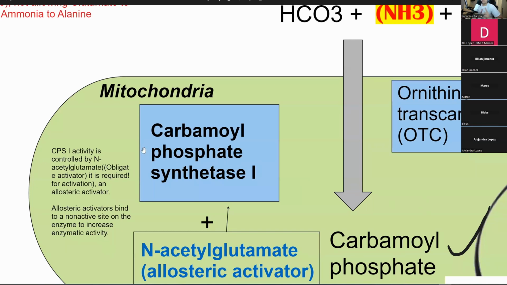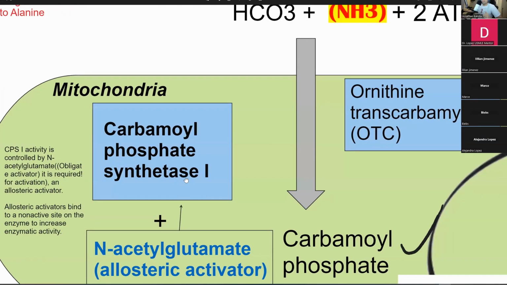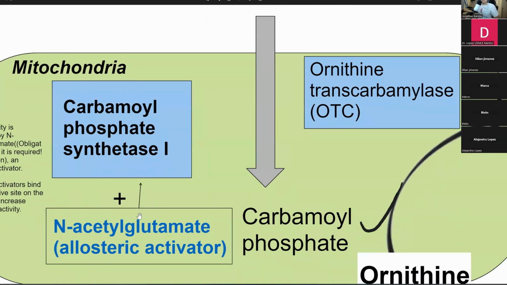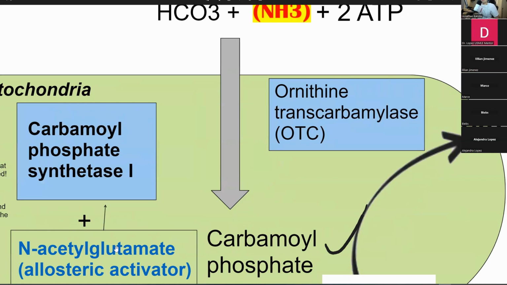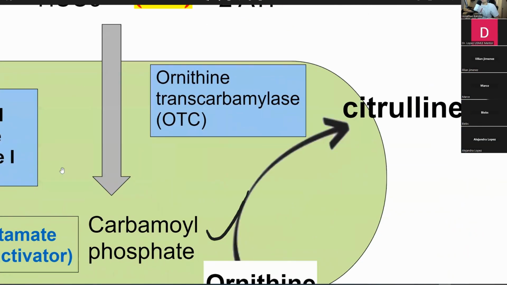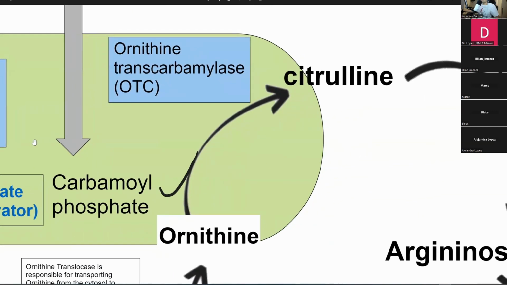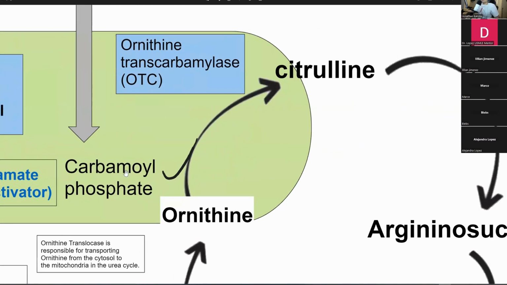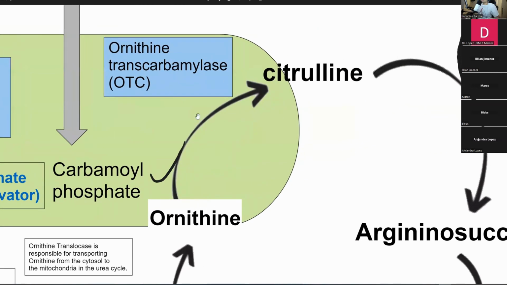That is the allosteric stimulator. It is required actually for activation. It'll actually activate this enzyme. And yeah, so it says here, it binds to a non-active site on the enzyme to increase the enzyme activity. And you need to have it here. This has glutamate in its name. Don't forget that. And that's what stimulates this enzyme. That's the rate limiting enzyme for this urea cycle. So what ends up happening here is that carbamoyl phosphate now is able to enter this urea cycle.